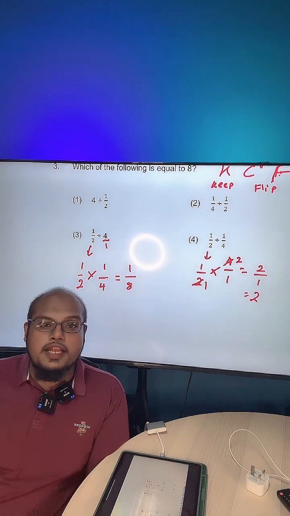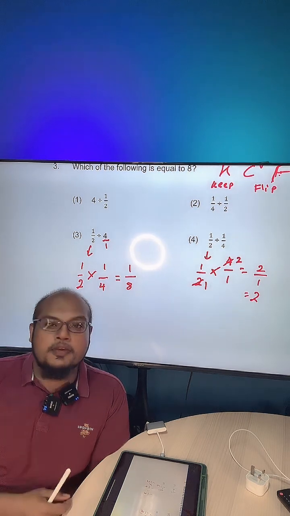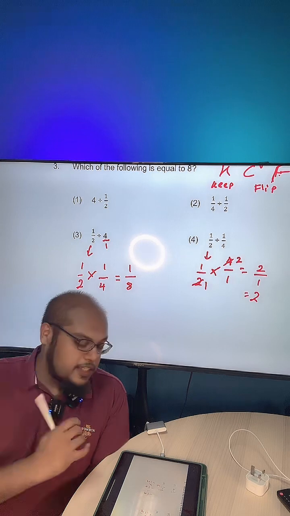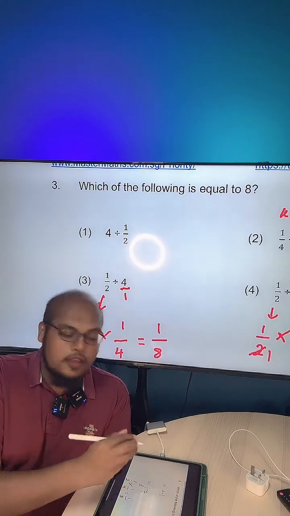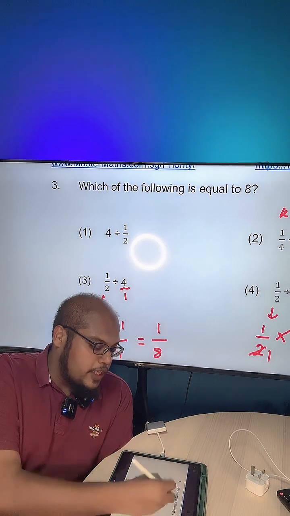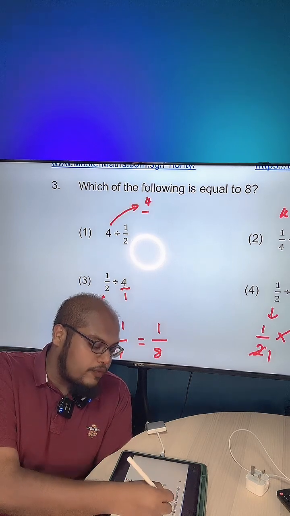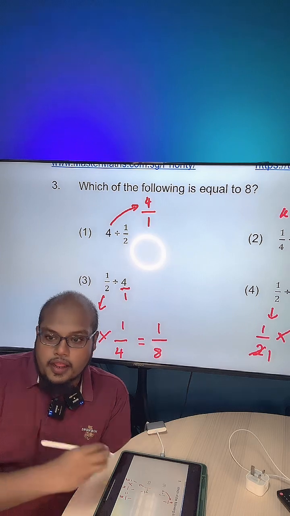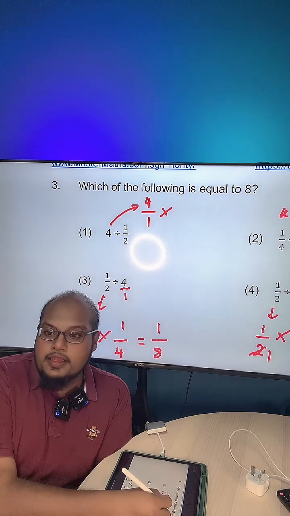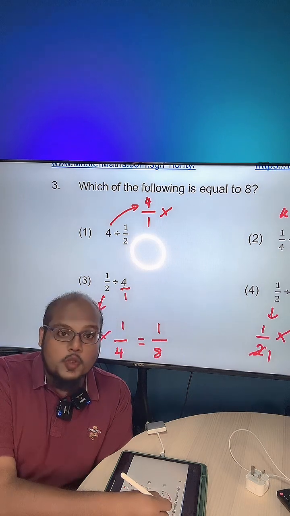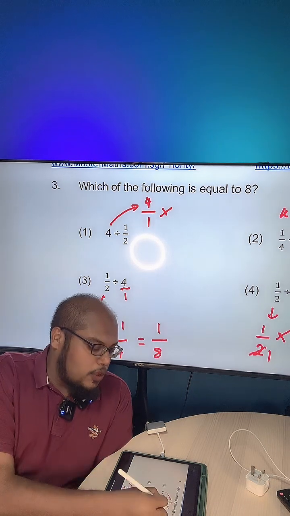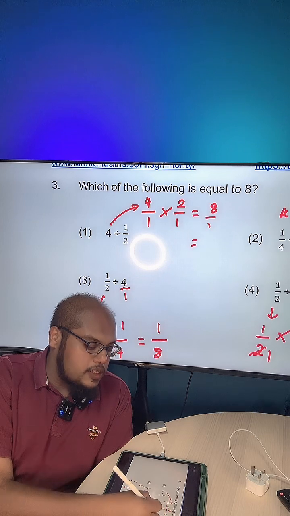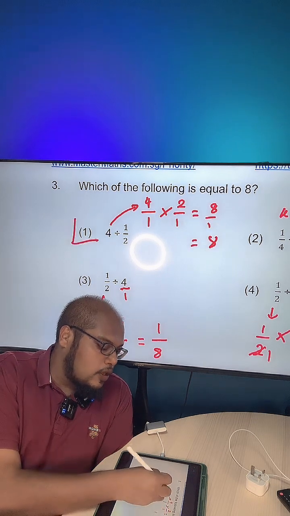Those who just now were telling me option 1, option 1, option 1, good job. You all got the correct answer. Even though we already know the answer is option 1, I just try it also. We keep the 4, that means we don't do anything to the 4, but I just put the 4 over 1. In fraction, when you see a whole number, you just put over 1. Then multiply. And then half, 1 over 2 becomes, if I put the other way around, 2 goes on top, 1 goes below. And then 4 times 2, 8 over 1, which is 8. That's why the answer is option 1.